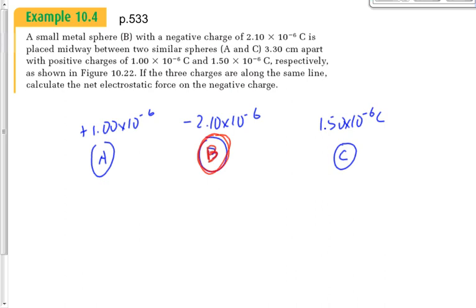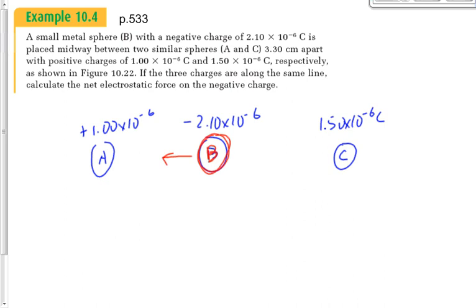Is that attractive or repulsive? Kristen? It's attractive. One's positive, one's negative, it's attractive. That means that A is going to be pulled towards B, and B is going to be pulled towards A. But I don't really care what happens to A, because that's not the question. It is pulled towards B, but it's irrelevant because that's not part of the question. We want to know what happens to B.